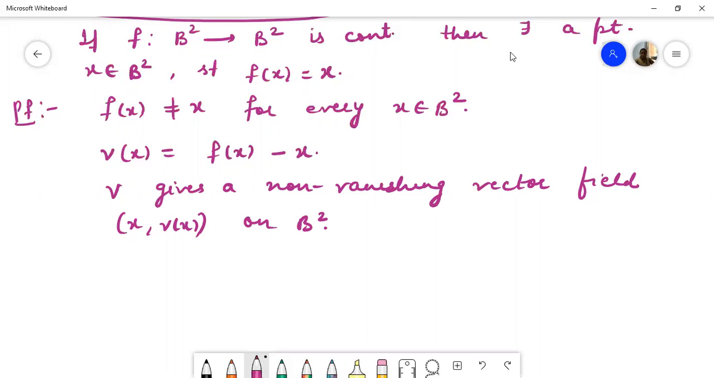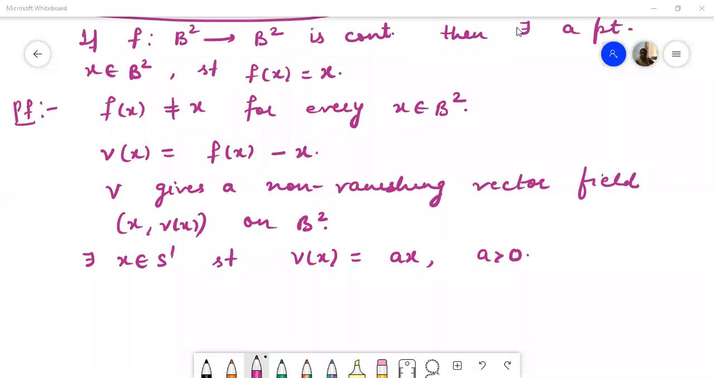Then by our previous result, there exists a point x in S1 such that Vx directly points outward at this point. So Vx is equal to, let us say, Ax for some positive constant A. So by our previous result, there exists x in S1 such that Vx is equal to Ax, which means f(x) minus x is equal to Ax. So it means f(x) is (1 plus A) times x.